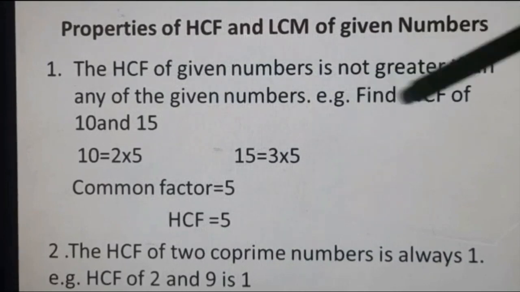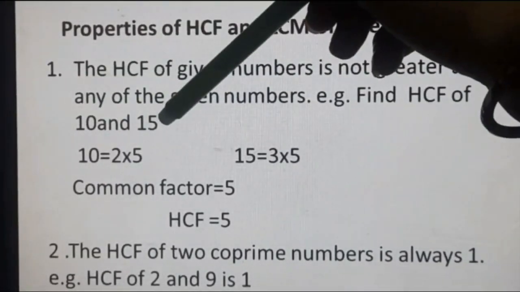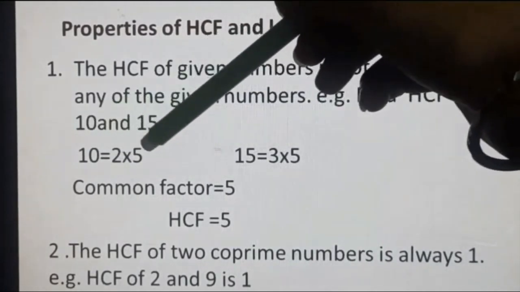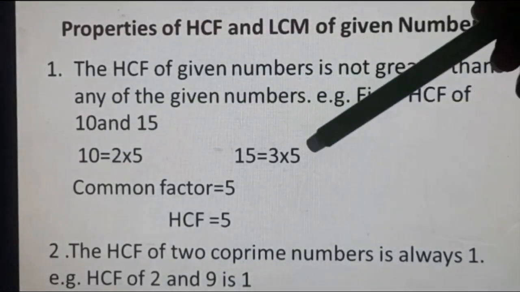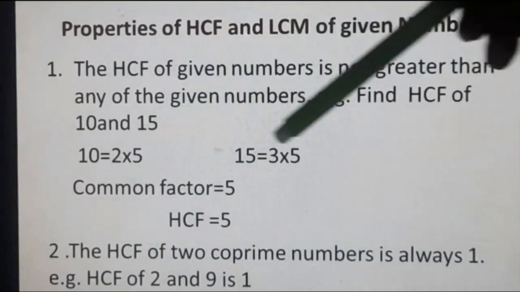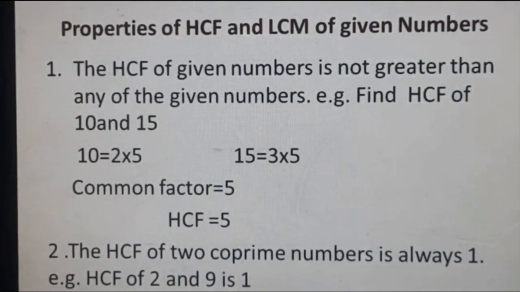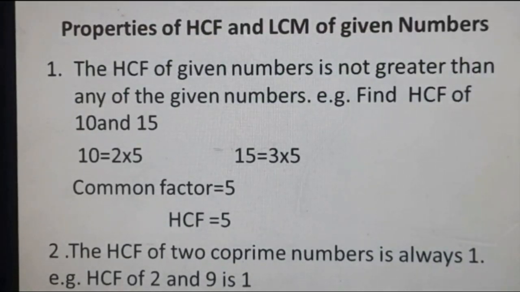See this example, find the HCF of 10 and 15. So 10's prime factorization is 2 into 5. 15 is 3 into 5. Common factor is 5. So HCF is 5. 5 is less than 10. 5 is less than 15. Understood?